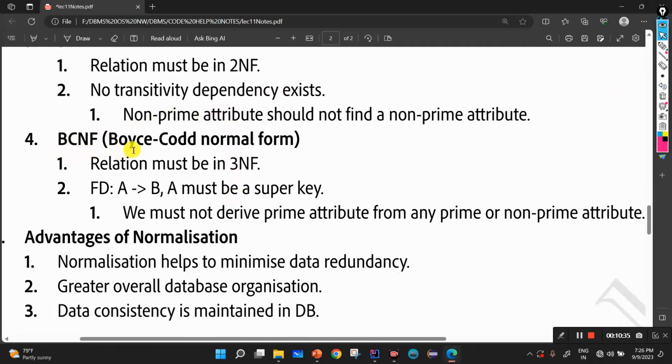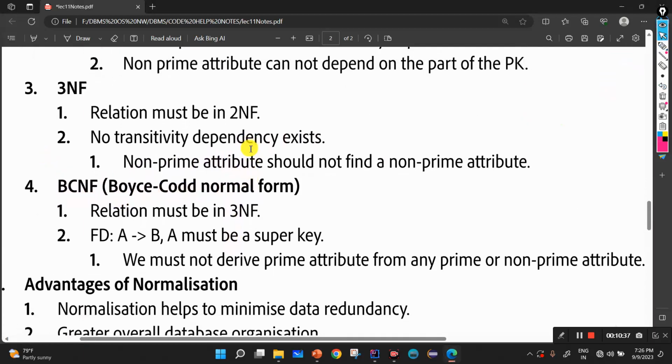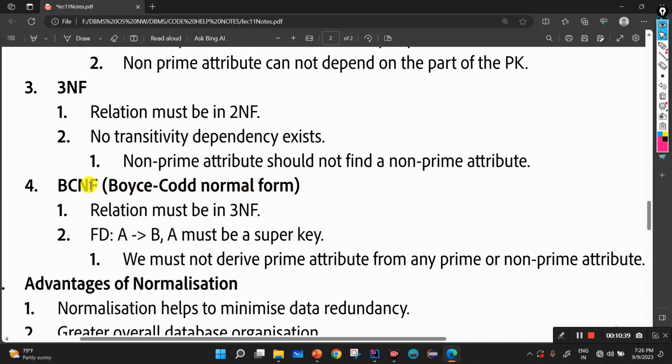Now BCNF, Boyce-Codd normal form. You can say it is 4NF, but BCNF is a different kind of thing. BCNF is also important: 1NF, 2NF, 3NF, and BCNF, these four are very important. So what does BCNF say? The relation must be in 3NF. The first condition is 3NF, and it must also be in 2NF.